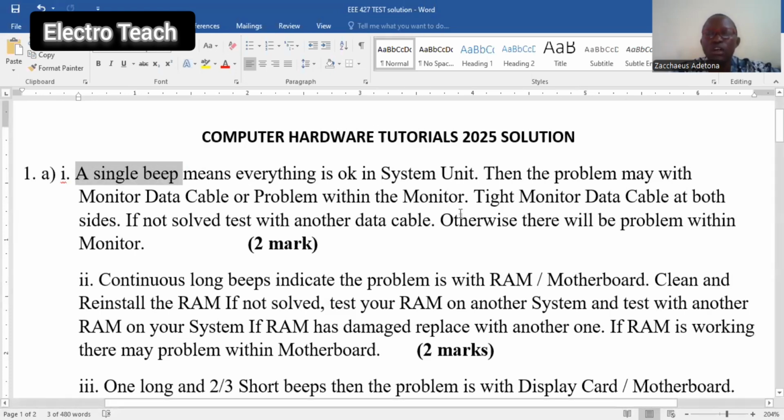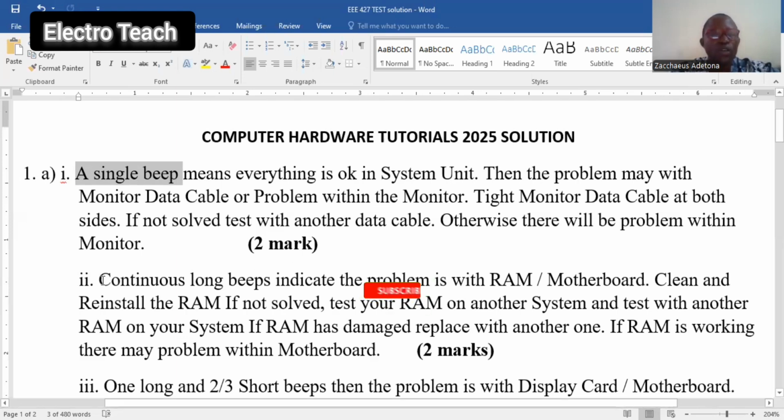If that does not solve the problem, you can test with another cable. Otherwise, there may be a problem within the monitor itself, which is why your desktop is not showing even though there was only a single beep. A single beep means everything was in order during the POST, so we should have a display on the monitor. But if there is no display, then we should check all these other areas mentioned. That was for the first one.